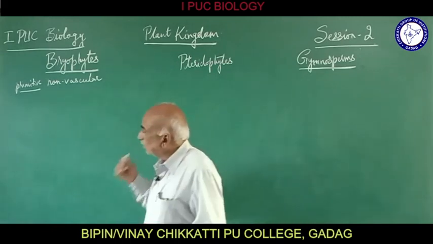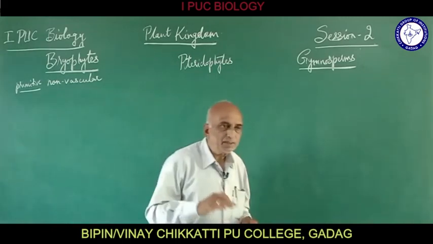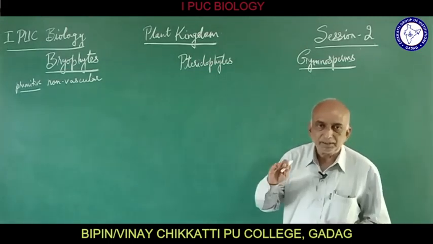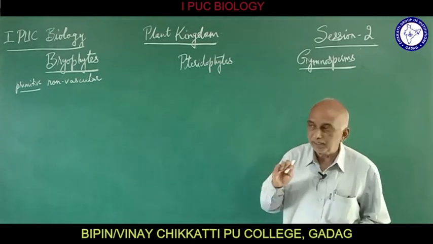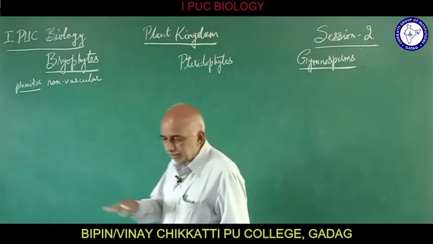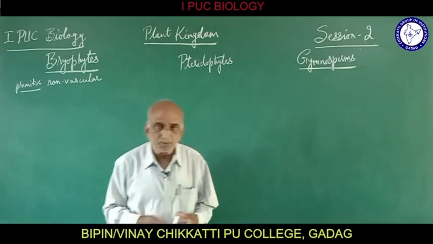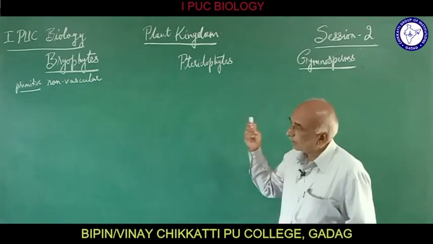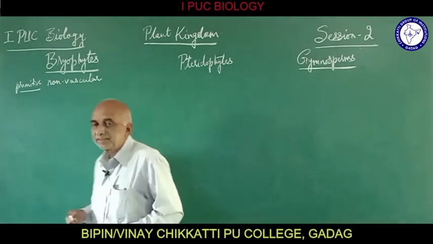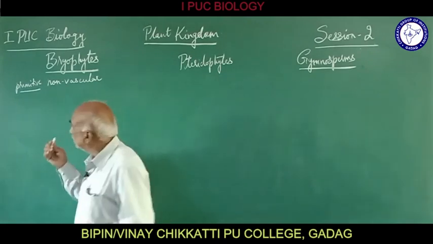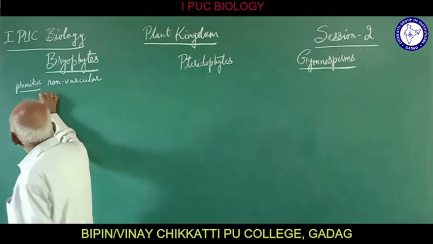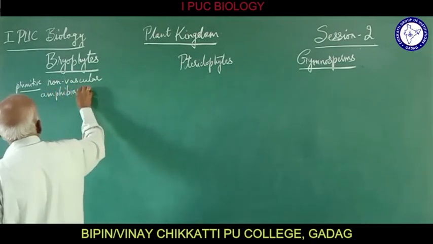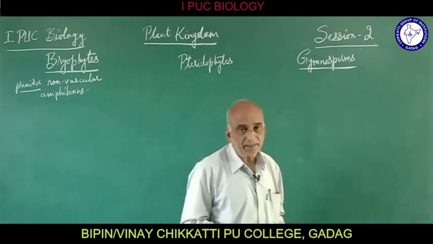So bryophytes are plants growing usually in marshy areas, damp soils, on moist rocks, in old walls, or even on land where there is moisture, and even on the bark of trees, on tree trunks. There also bryophytes are found. These bryophytes are called the amphibians of the plant kingdom.